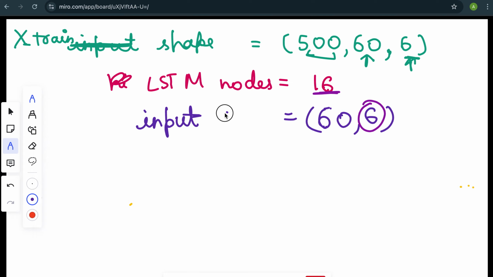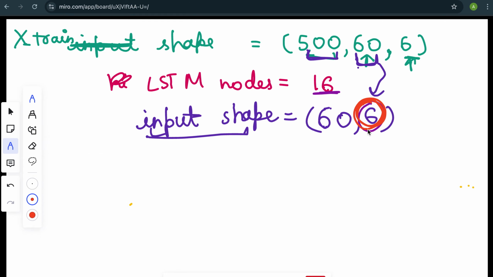So this is input shape. Our input shape, it doesn't matter how many sequences we have; whenever we feed the data in the LSTM structure, we feed it in this way. We write the input shape, so we reduce it from here, that is 60, 6. But our trainable parameters are dependent upon this input, these features. So 6 features are there. That is the only thing which is very important.